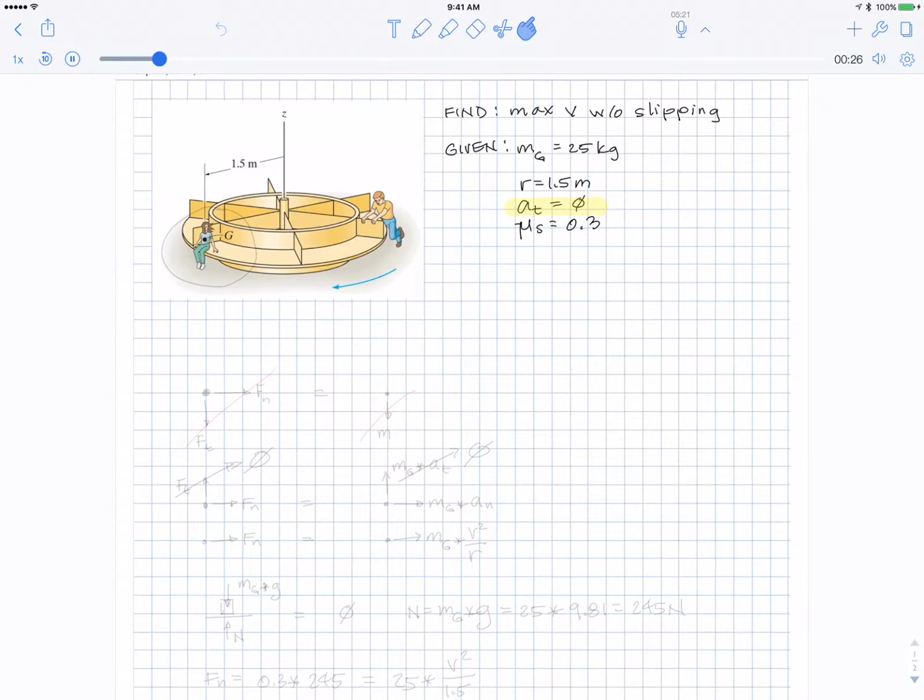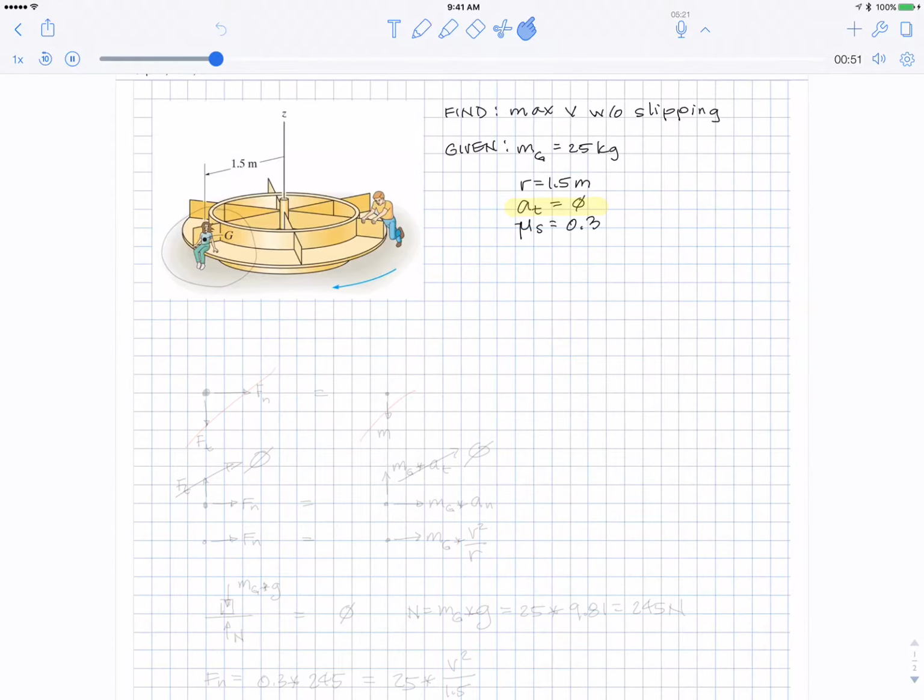But the actual word problem, if you read it, says something like the guy is increasing the speed very, very slowly. That was code for tangent acceleration being 0. Okay, so this ends up being a normal tangent problem with a radius of 1.5 meters. And let's see what we can do.